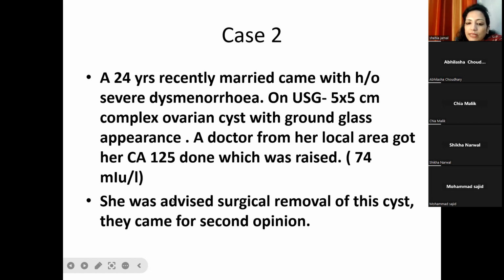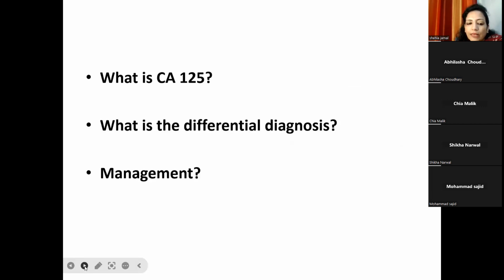Now she was advised a surgical removal for this cyst, and she was just recently married. So she wanted to avoid this operation. So she came for second opinion. So the question to the house is, what is CA-125? What is the other differential diagnosis of this case, and how will we manage this patient?